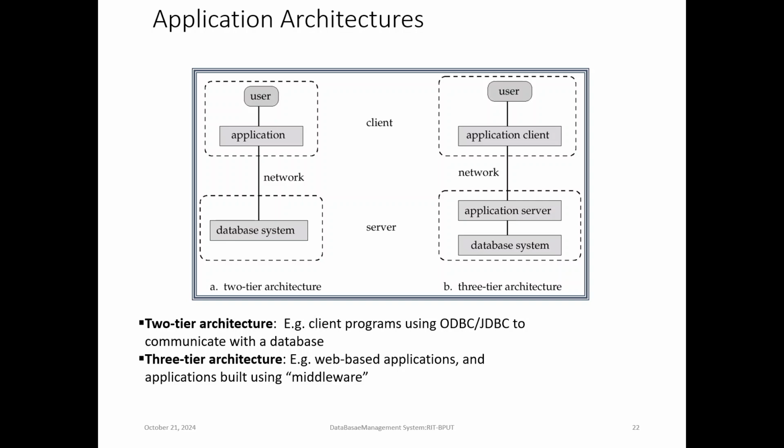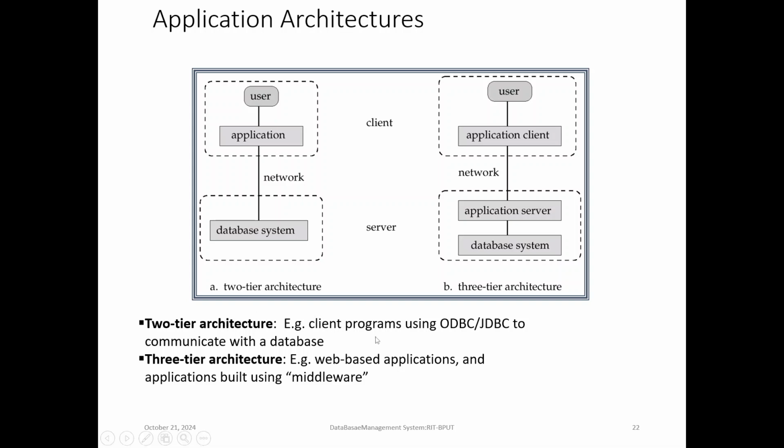These are some of the application architectures. Suppose we have the client and server: user applications connect through a network to the database system. It's a two-tier architecture. The user uses an application in the client, and through a network it connects to the database system on the server. But in the three-tier architecture, the user and application client go through the network first to the application server, and then to the database system. So this is called the three-tier structure.